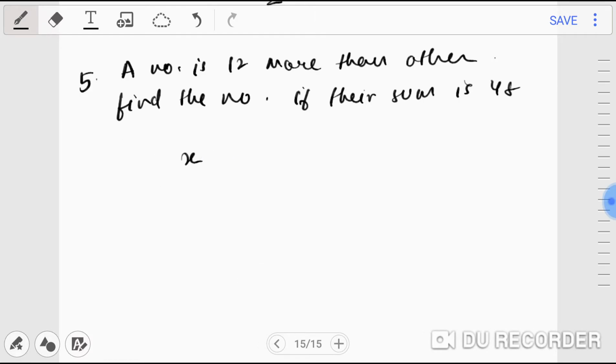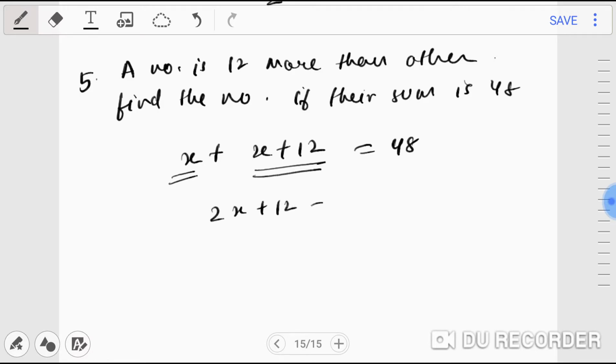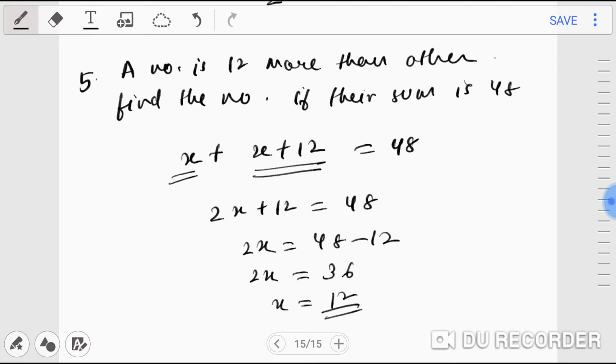So let the first number be x. So the other number will be x plus 12. First is x, second is 12 more than x, so x plus 12, and their sum is 48. So 2x plus 12 is equal to 48. That will be something like this. Easy.